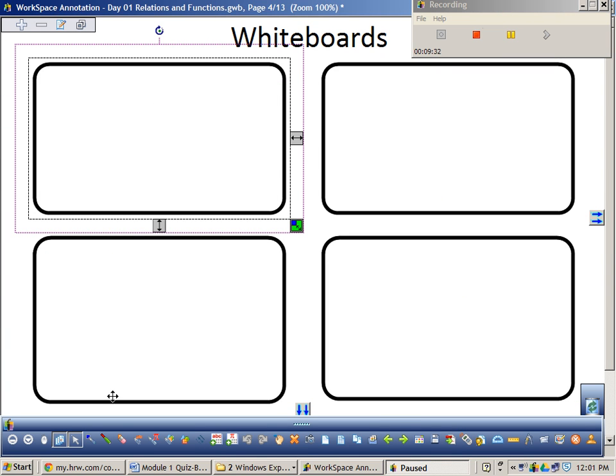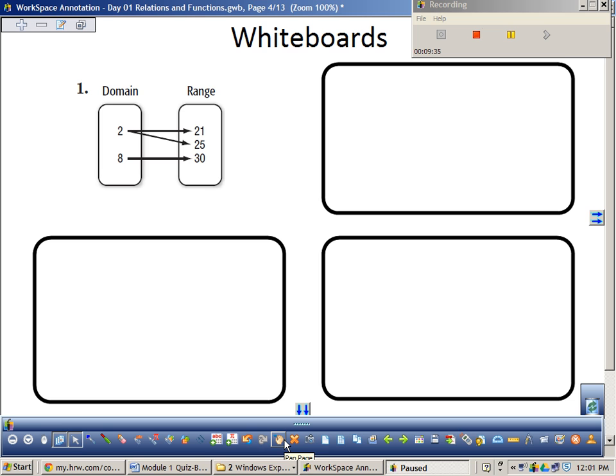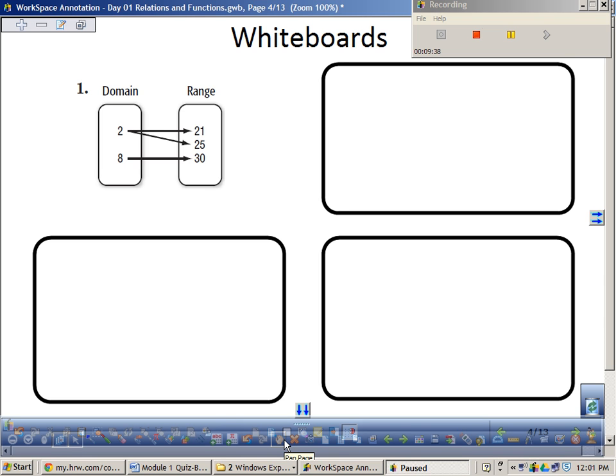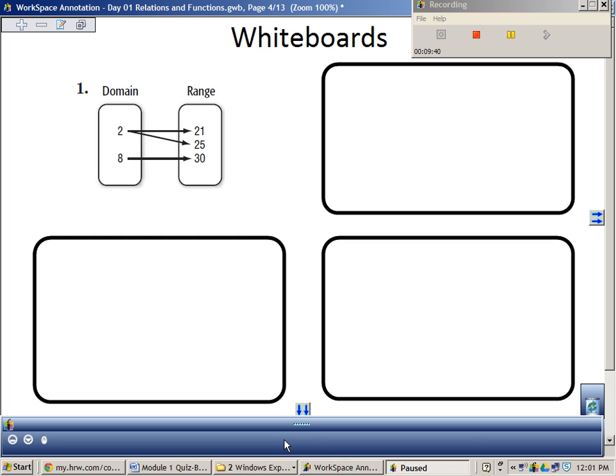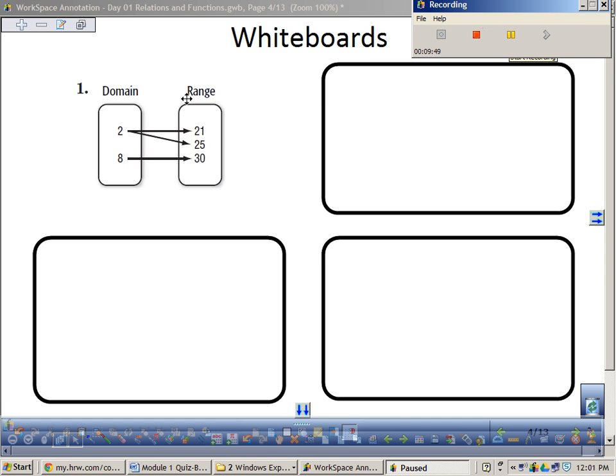Okay, so most of you don't have whiteboard markers, so we're just going to have to work on your paper. Oh, you do have it on your page. Okay, so there's number one. Give you about 30 seconds to discuss with your shoulder partner whether or not that is a function or not. Okay, I need a volunteer. Is this a function or not a function? Stand up if you think it is not a function. Okay, sit down. So the majority of you think it's not a function.